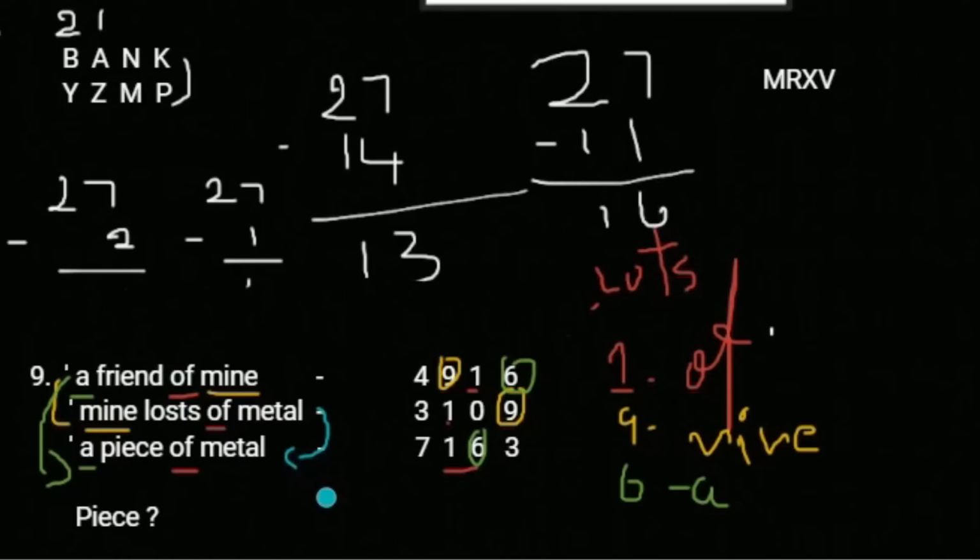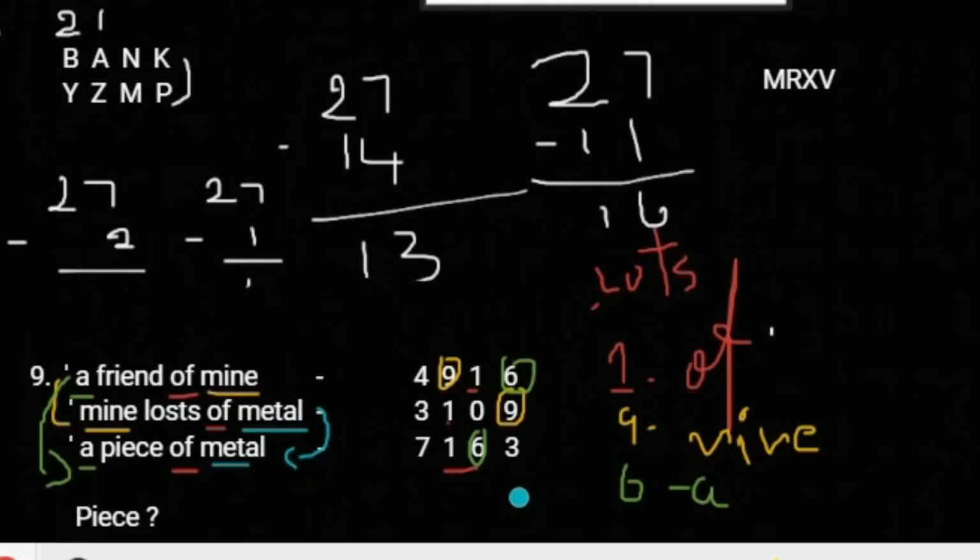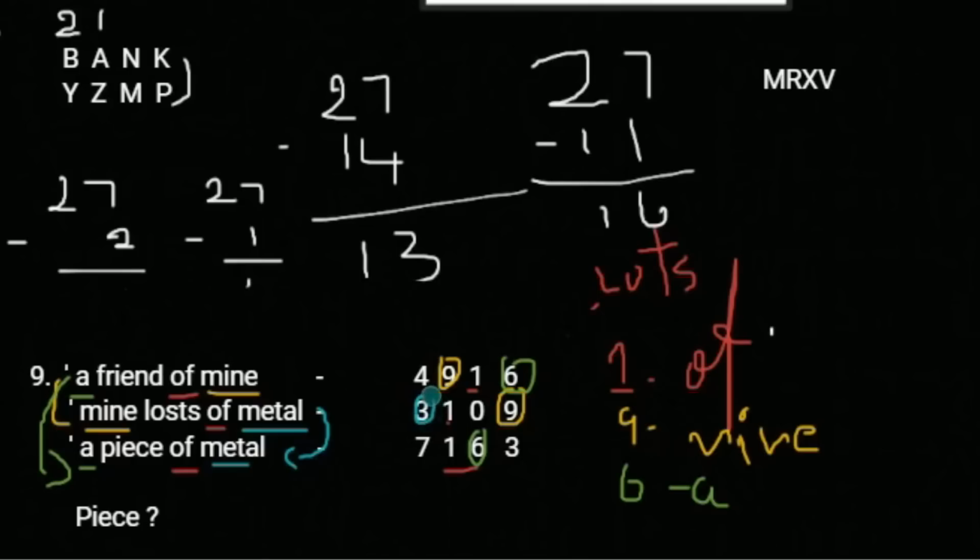Tell me which one is common in the second line and third line? Metal. Right, metal. Now what is the number which is common in the second line and third line? 3. Okay, 3 here, 3 here. So we'll take 3 for what? Metal, sir. Okay, metal. 3 for metal.